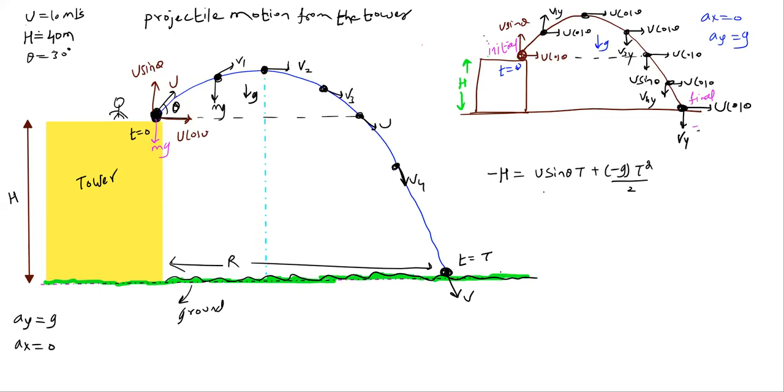Okay, now we'll substitute the values. What is h? h will be minus 40. u will be 10, sine 30 is 1 by 2. t, this will be minus 10 by 2 t square. So this will be minus 40 equals 5t minus 5t square. So 5t square minus 5t minus 40 equals 0. Solving this quadratic equation, we will get that time.